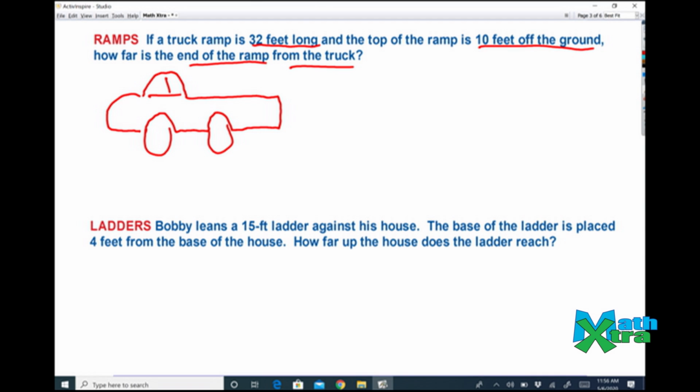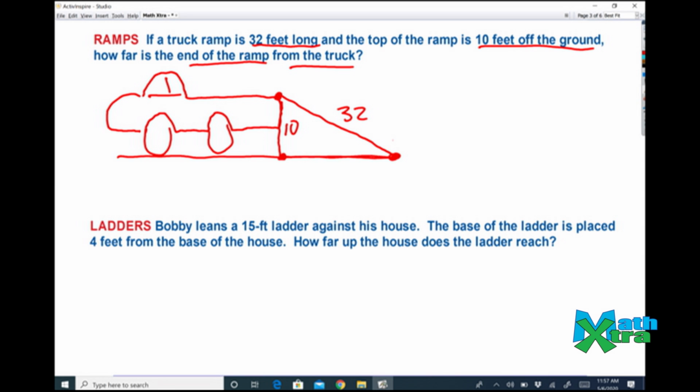So now let's do the math with the truck. Okay, here we go. So the truck ramp is 32 feet long. So the 32 is here. That represents my truck ramp. The top of the ramp is 10 feet off the ground. So the top of the ramp is here, and it is now 10 feet off the ground. So I know that this is 10 feet. How far is the end of the ramp from the truck? So the end of the ramp would be here. From the truck is here.